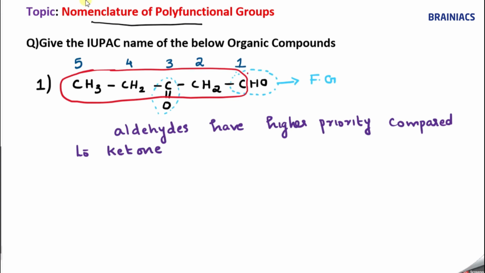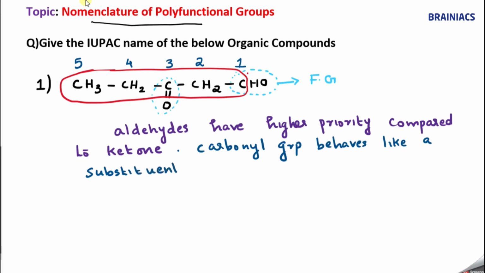We know that whenever two functional groups are there, the higher priority will behave like a functional group and the other one will behave like a substituent. So the carbonyl group here behaves like a substituent. I will write that here: carbonyl group behaves like a substituent. We have discussed all these things just for your understanding. Now we will try to put the name.